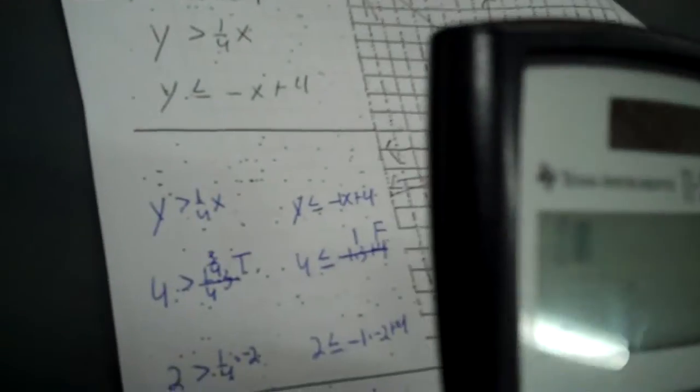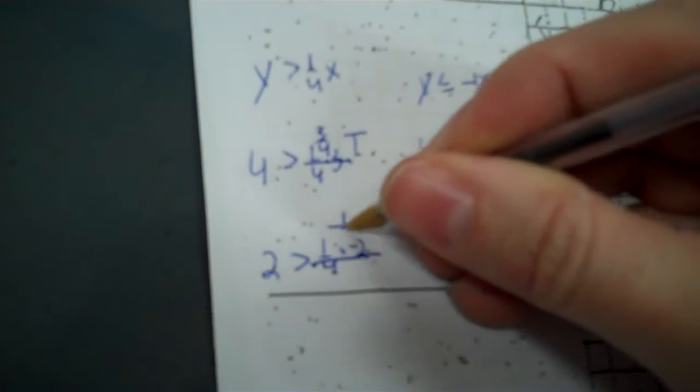And then the x is replaced with -2, times -2 plus 4. You're just replacing those x's up there with -2, the y's with 2's, and seeing if you have true or false. So 1/4 times -2 is -1/2. And then -1 times -2 is 2, plus 4 is 6.